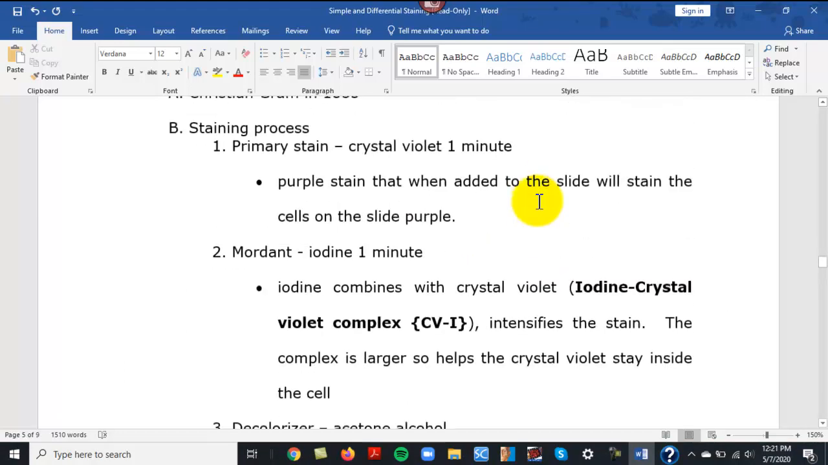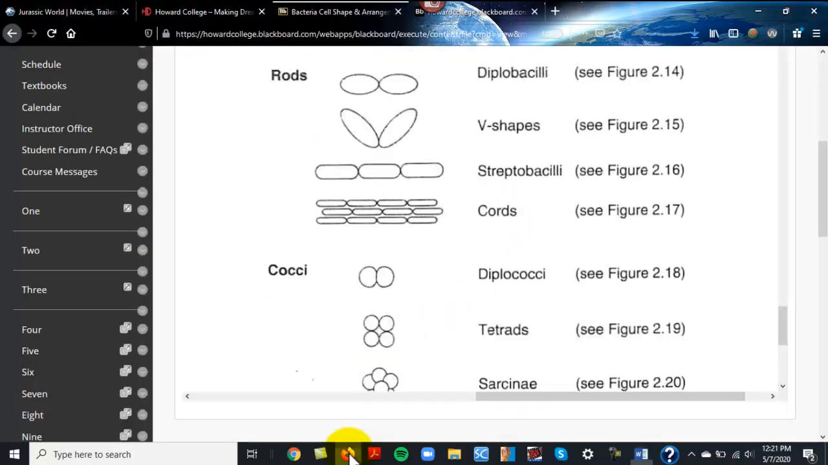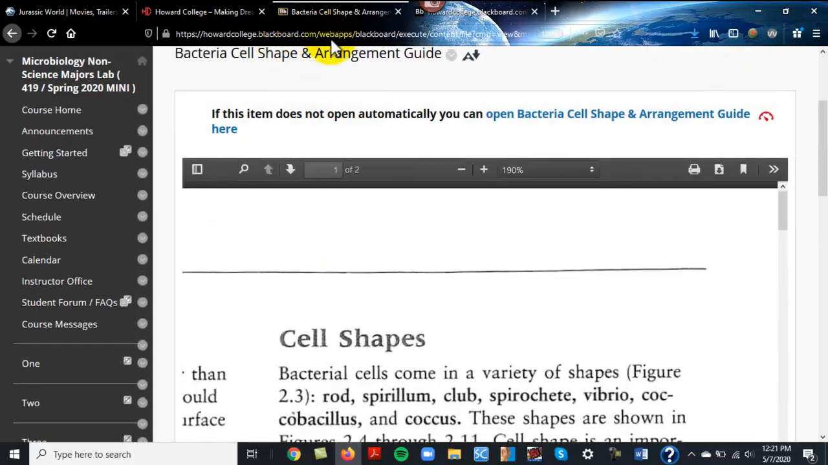And now you've put your bacteria into either two categories. They're either gram-positive or gram-negative. And that's very important. Not all cells can be gram-stained, but it's a way of determining what kind of cell you have, and it's a very simple process.